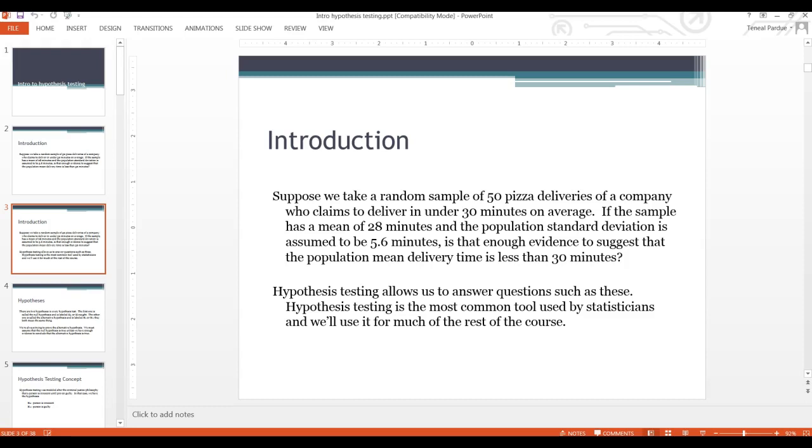So again, hypothesis testing lets us answer questions like these. It is by far the most common tool used by statisticians and in research. Pick up any journal article, and if it's a quantitative article, you'll find at least one hypothesis test in there.